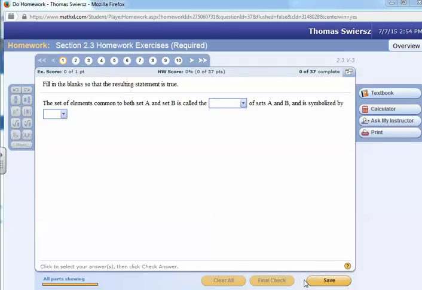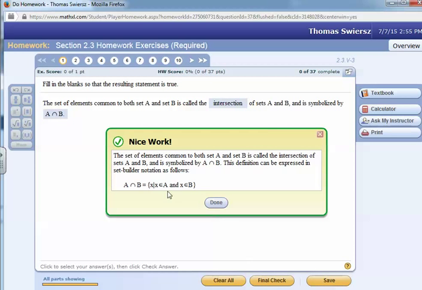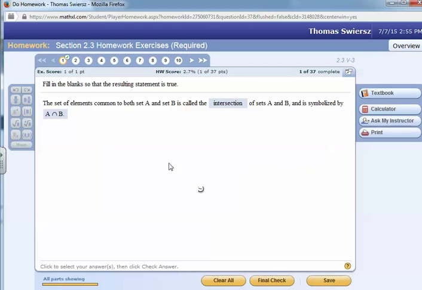Let's solve homework exercise number 1 from section 2.3. The set of elements common to both set A and set B, and included in both, is called the intersection of the two sets. Intersection is symbolized by the upside down U. Intersection means it's common to both: the elements only common to both sets A and B. That's homework exercise number 1.